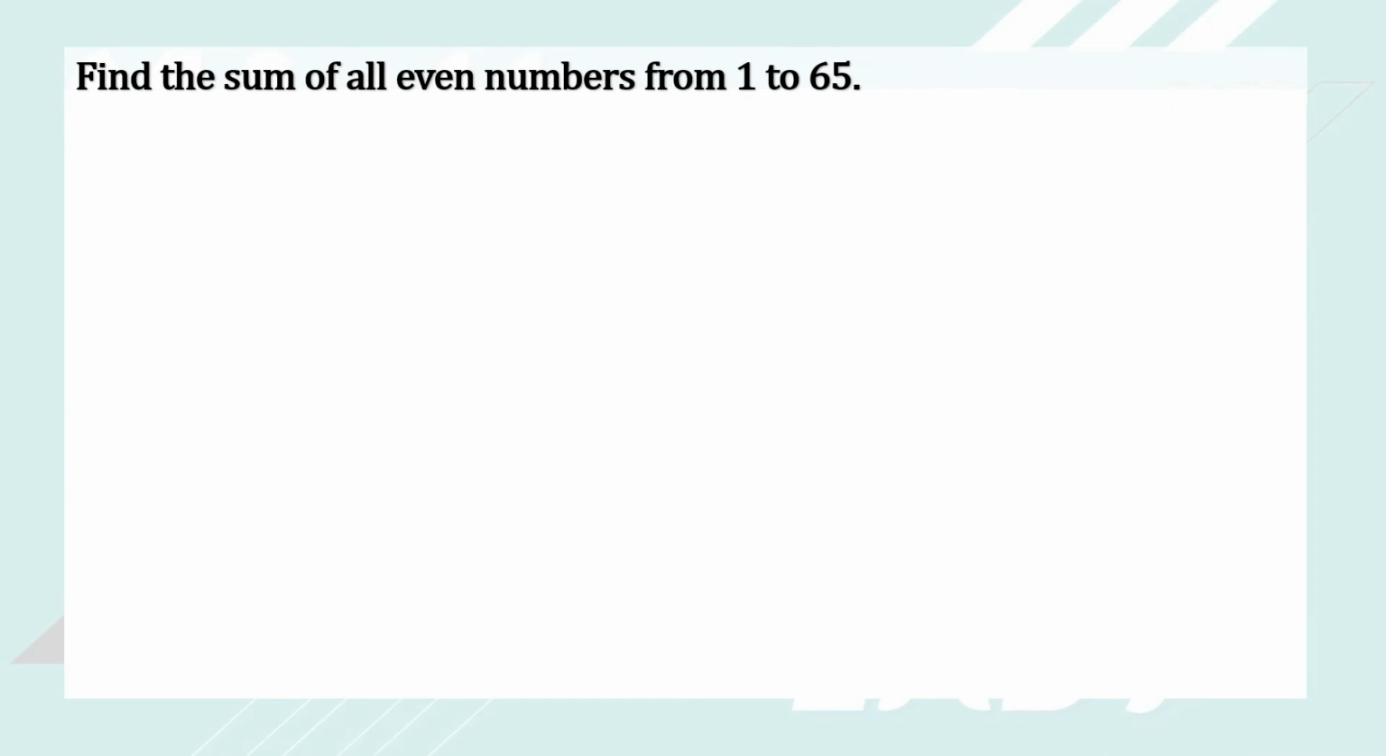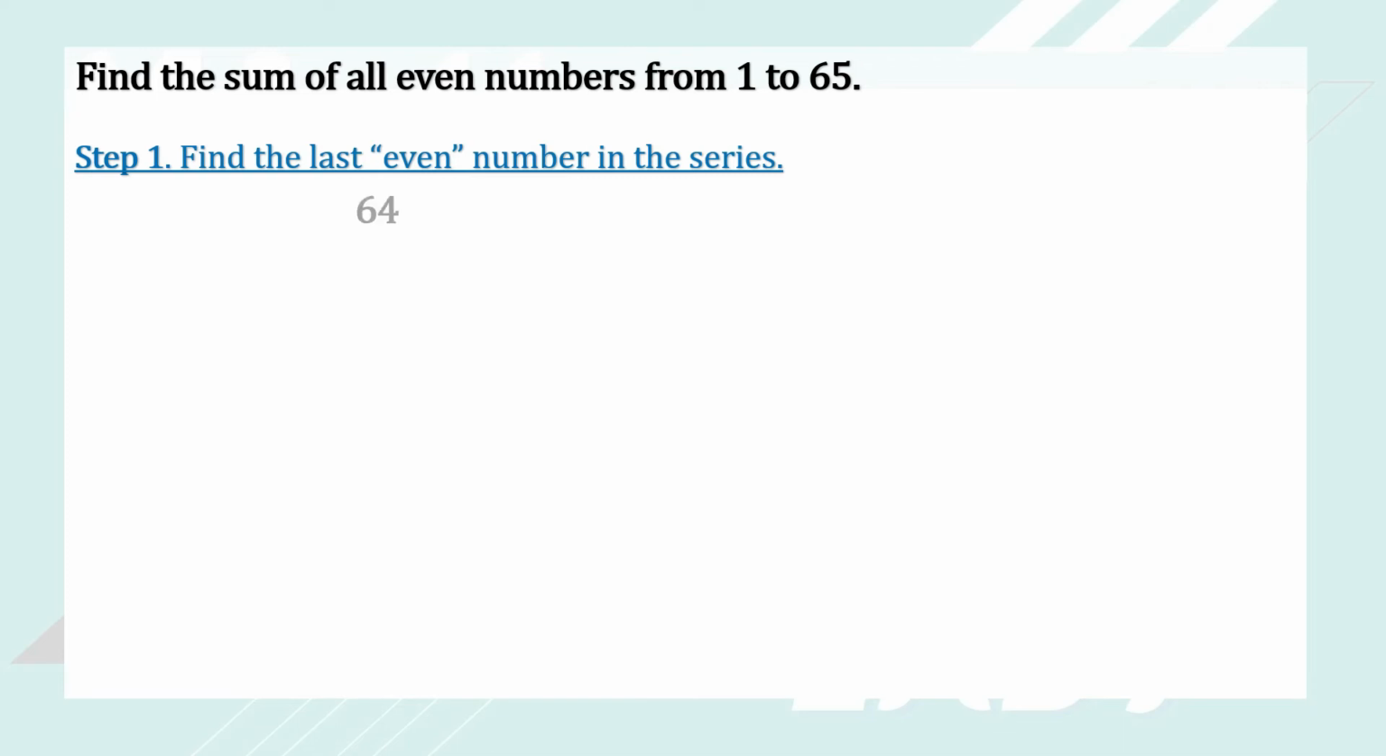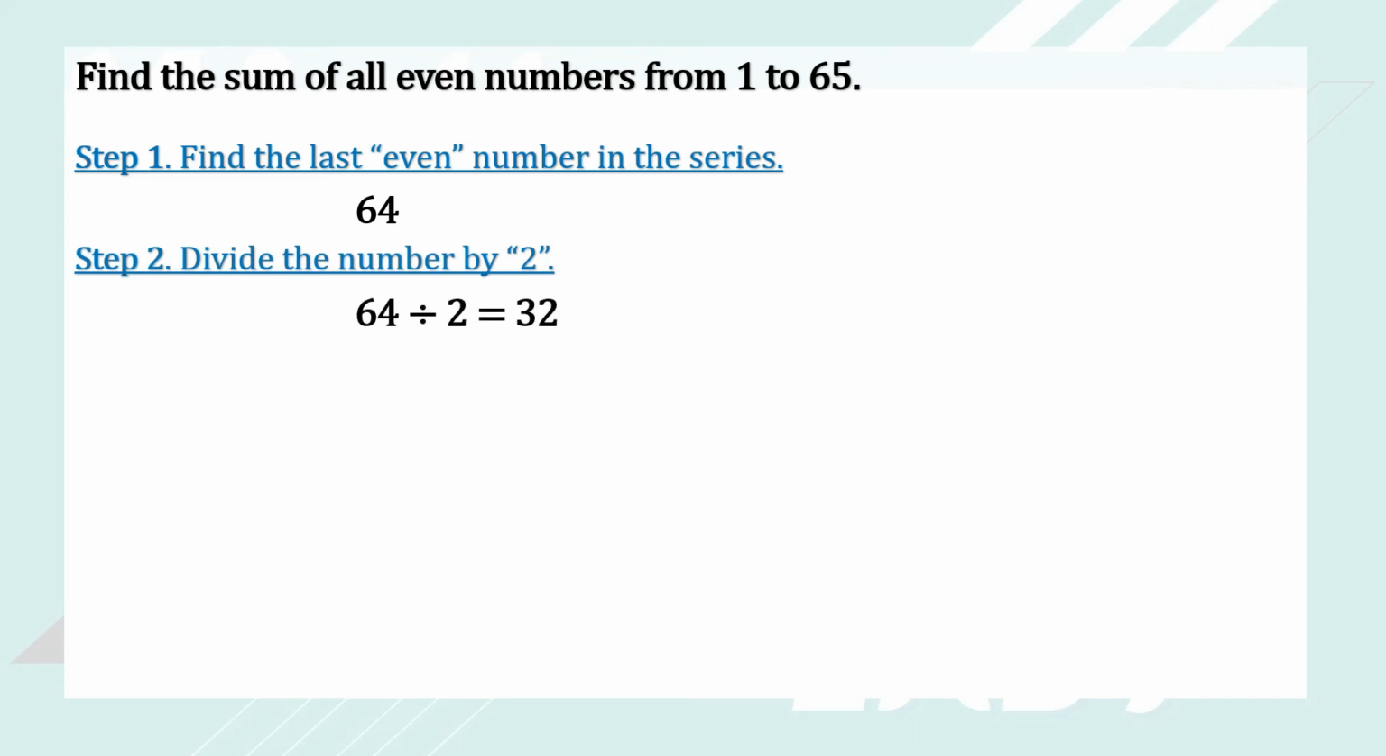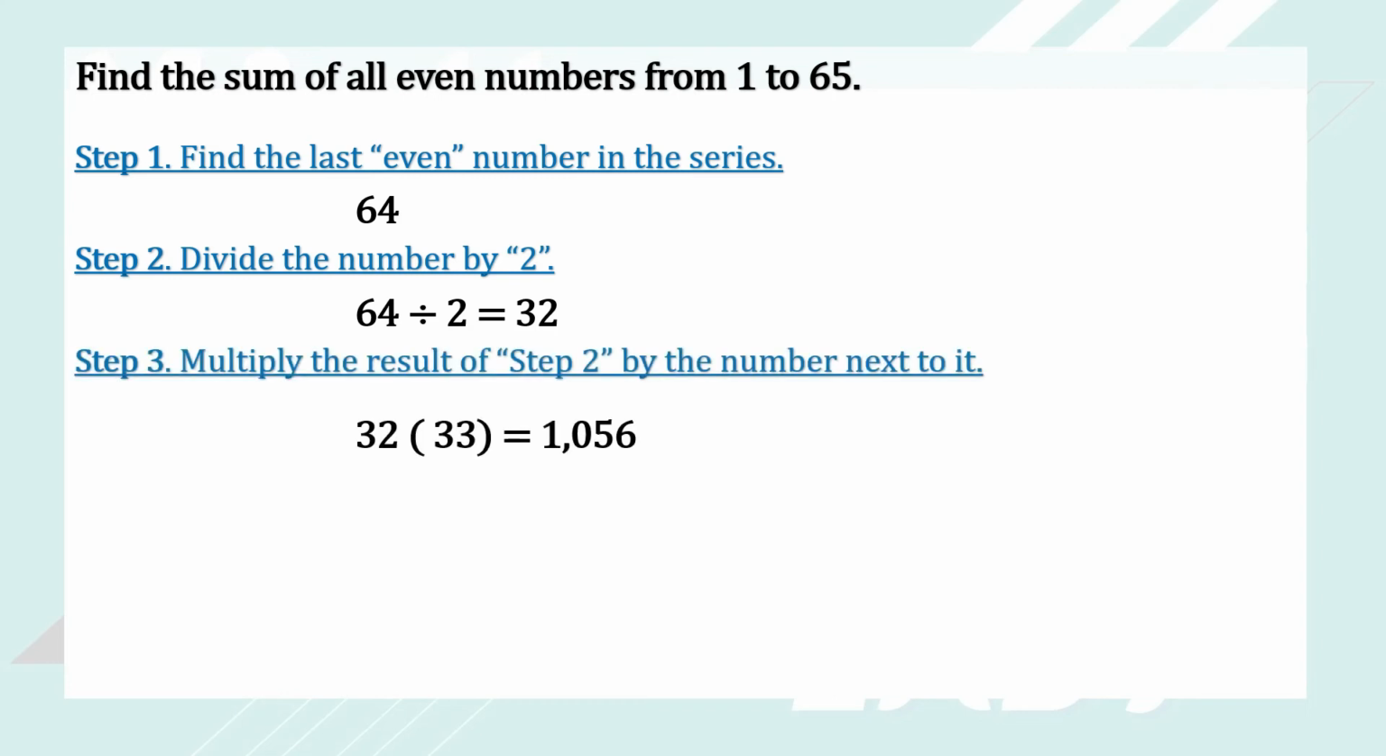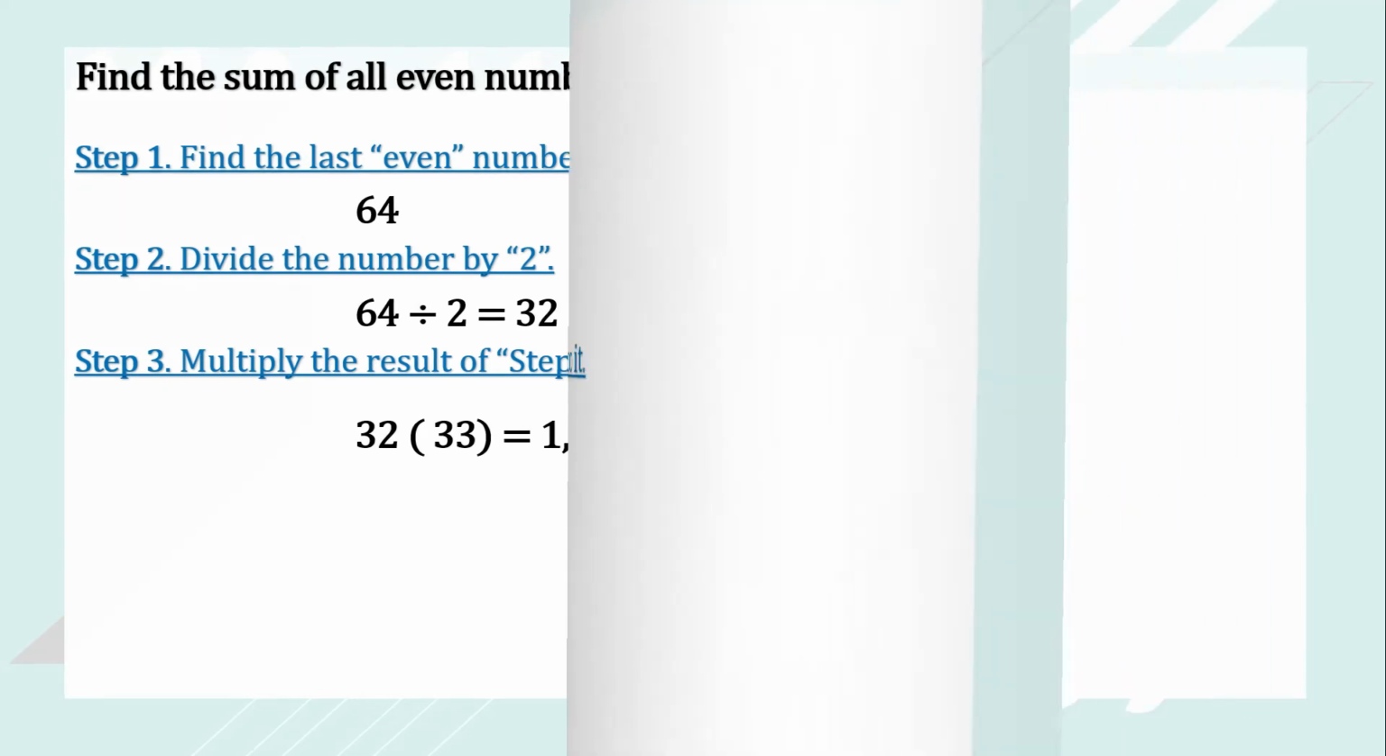Another example, find the sum of all even numbers from 1 to 65. Again, step 1, find the last even number in the series. So, ang last even number sa ating series ay 64. Step 2, divide the number by 2. So, 64 divided by 2 is equal to 32. Then, multiply the result of step 2 by the number next to it. Again, 32. Ang next number niyan ay 33. So, 32 multiplied by 33 is equal to 1,056.